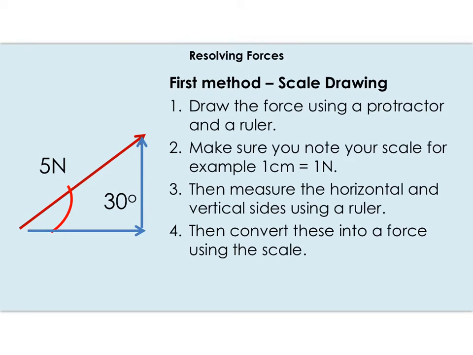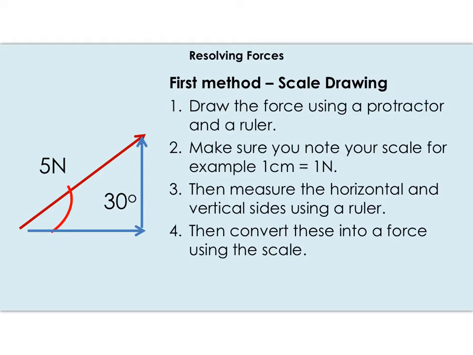In order to break something into its vertical and horizontal components, there's two methods. First of all, we're going to look at the first method that's available to us, which is scale drawing. In this method, you need to draw the force using a protractor and a ruler. Make sure you note your scale, for example, 1 centimetre to 1 newton. So if I wanted to use that scale, I would make this line 5 centimetres, where each centimetre represents 1 newton. So 5 centimetres means I've got 5 newtons overall.